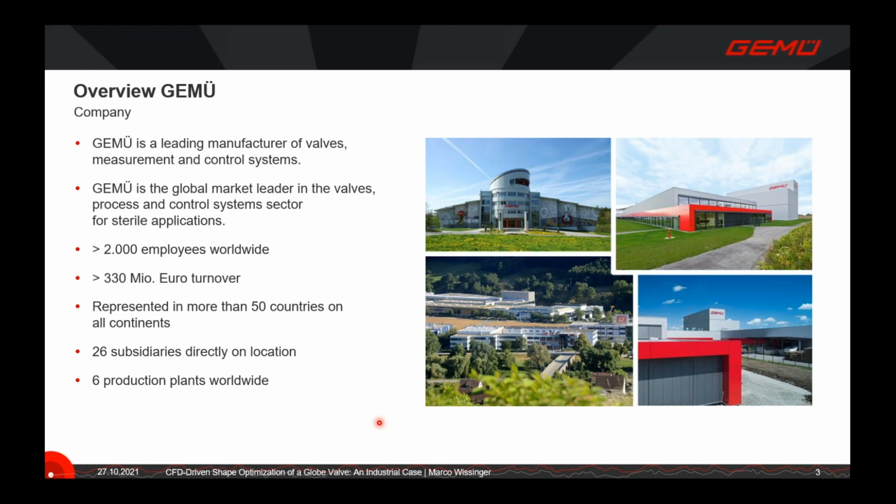Today more than 2,000 people are working here at Gemu, and the total group turnover is more than 330 million euro. Of course, Gemu is not only represented on its German sites, which you can see here on the right side of the slide, but in more than 50 countries on all continents, including 26 subsidiaries and 6 production plants worldwide.